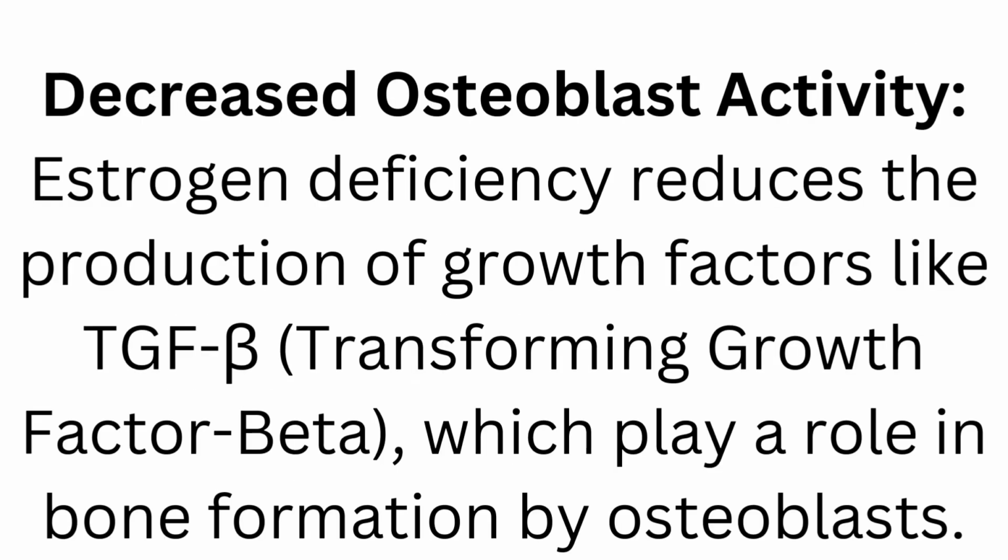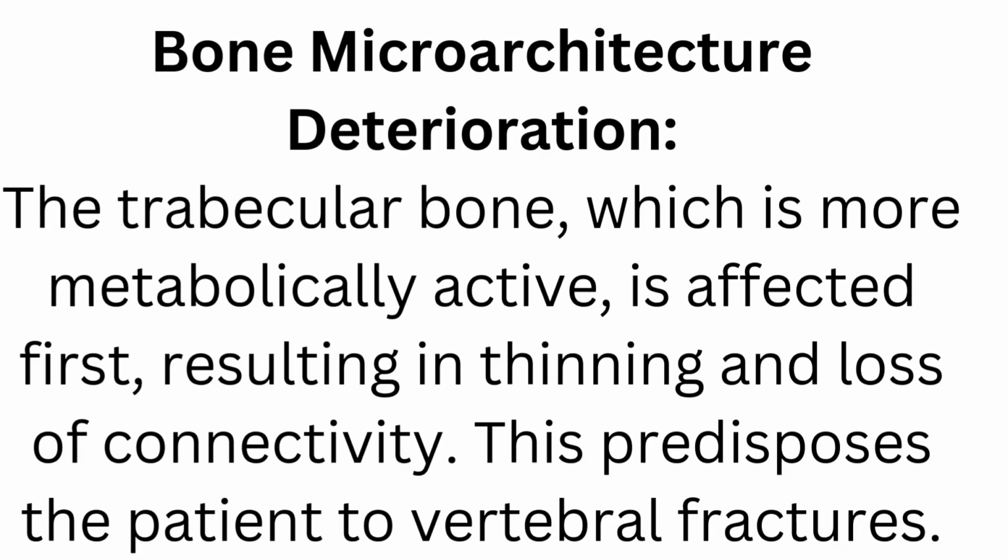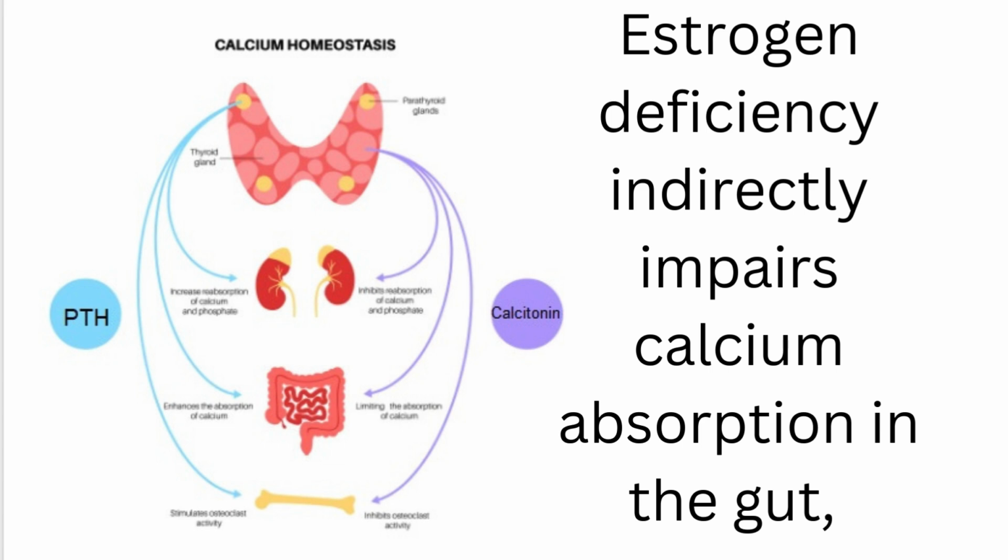Decreased osteoblastic activity: estrogen deficiency reduces the production of growth factors like transforming growth factor beta, which play a role in bone formation by osteoblasts. Bone microarchitecture deterioration: the trabecular bone, which is more metabolically active, is affected first, resulting in thinning and loss of connectivity. This predisposes the patient to vertebral fractures. Another important factor is that estrogen deficiency indirectly impairs calcium absorption in the gut. So, there is also an added effect of thinning of the bone.